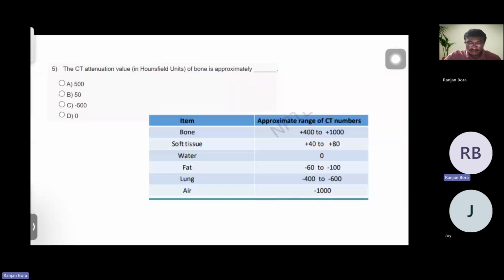You can see this table, like for different items, these CT values are given in Hounsfield units. So for bone, the range is between 400 to 1000. So option A is correct, 500.